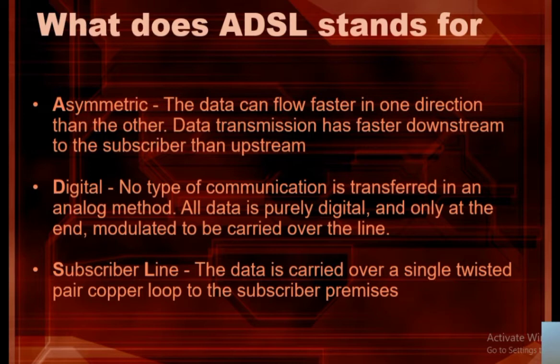So in this ADSL, A is asymmetric, so the data can flow faster in one direction. Asymmetric means the data is not transferred in two directions or bi-directionally, but flows in one direction only, and the data transmission is faster at the very beginning. So there are streams, downstream and upstream. The data in the downstream is somewhat faster than the slower upstream, which means that the capacity in the downstream is higher than the capacity in the upstream here.